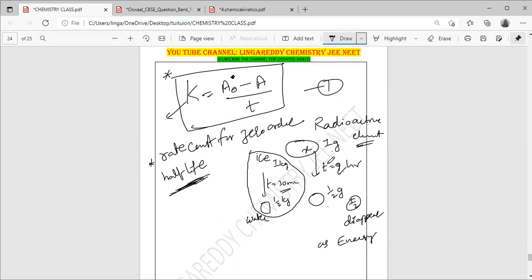So for radioactive elements, the time required to decrease the mass up to half is called half-life time. Okay. In case of zero order, what is the formula for half-life? So we will calculate from this formula only.